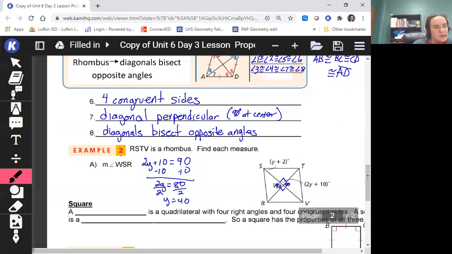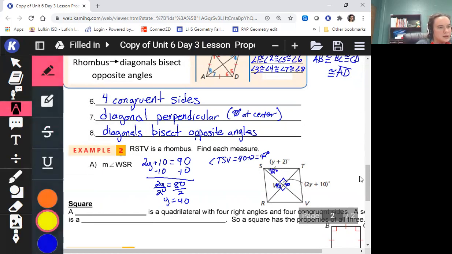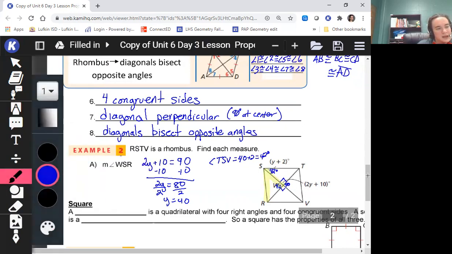So now we can find angle TSV by substituting. So 40 plus 2 equals 42 degrees. And that is this angle here, 42 degrees. But we are looking for angle WSR, which is this angle. Remember that this angle is getting cut in half, so angle WSR is the same as angle TSW or TSV. So it is also 42 degrees.